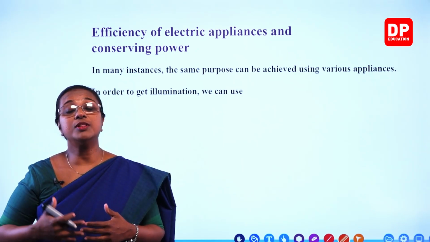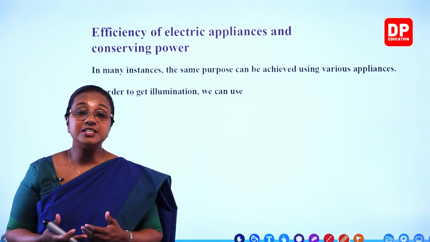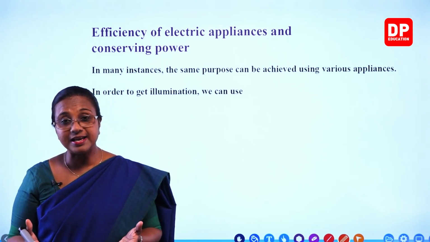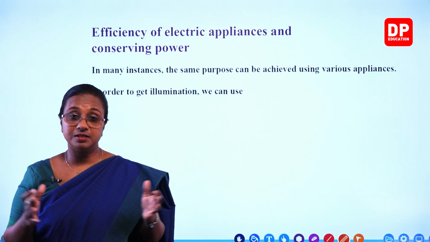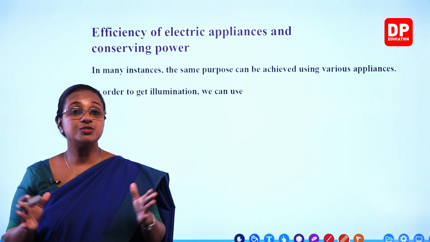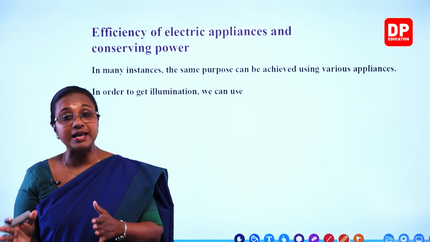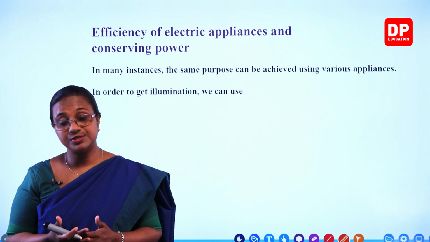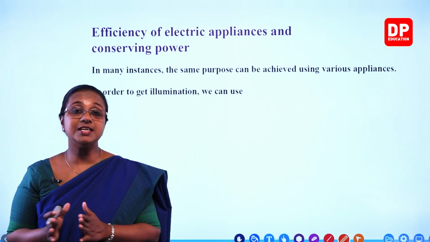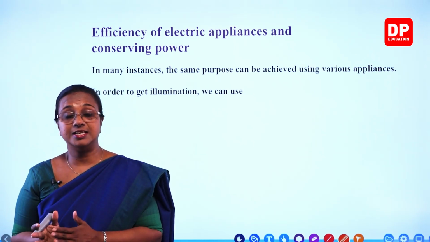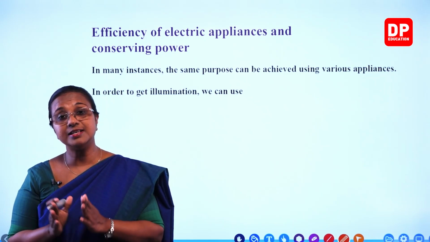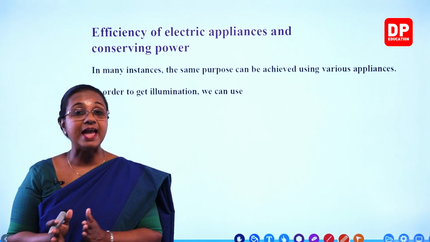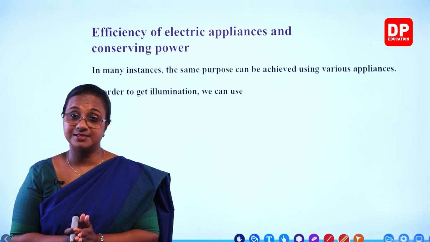Thereafter, we saw energy. Energy was calculated as power into time, the power of the appliance and the time the device is used. When you multiply power by time, you get energy. Or else we can calculate it using the equation energy equals VIT, that is potential difference, current and time. That is how we calculated power and energy of electric appliances.